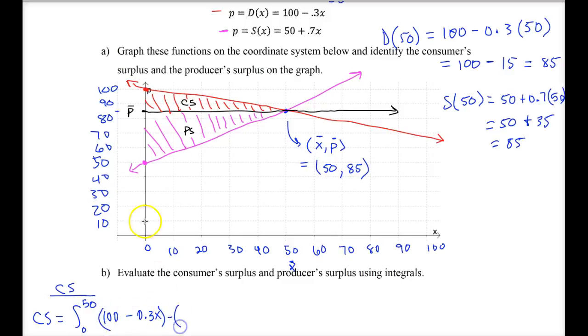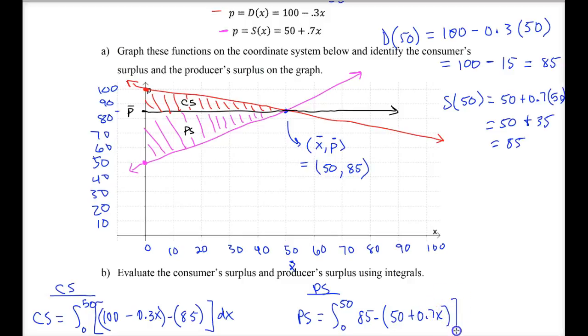And then we subtract just the p bar, which is 85, from that. Of course, all that dx. For the producer surplus, similar thing. Go from 0 to x bar, which is 50. And of course, now p bar is the high one and s of x is the low one. So we will say 85 minus, and then all in parentheses, we put the 50 plus 0.7x. Of course, all that's on the inside here with dx.